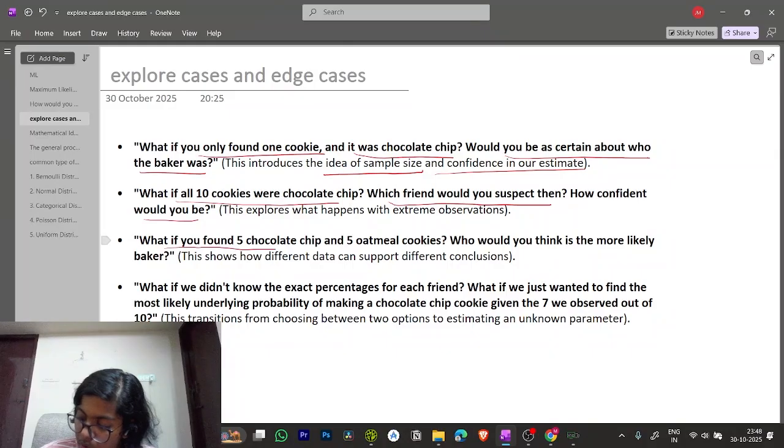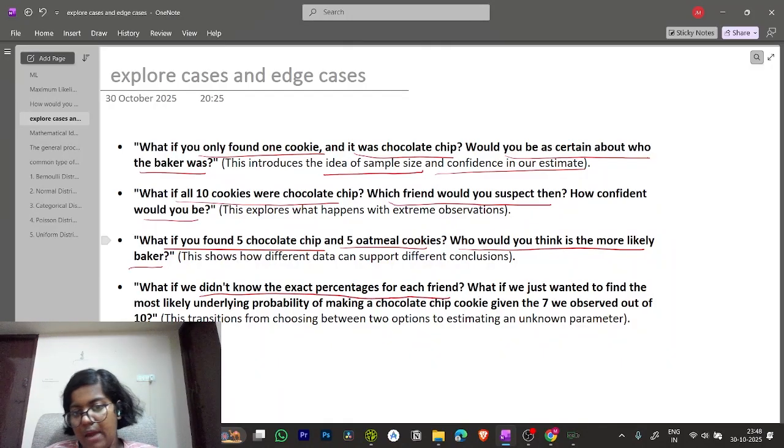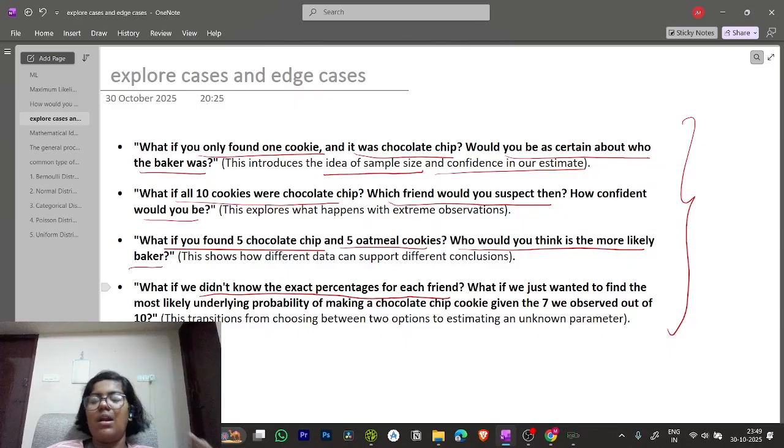What if you found 5 chocolate chip cookies and 5 oatmeal cookies? What would you think? Who would you think is more likely the baker? And what if we didn't know the exact percentage of each friend? So now we know it's 80 and 40. What if we want to find out the underlying probability of making a chocolate chip cookie, given that 7 were chocolate out of the 10? We will discuss all these specific cases and why I have asked these questions. You would have understood the question, and you can also think of the edge cases. As we go on, we will discuss more about it.